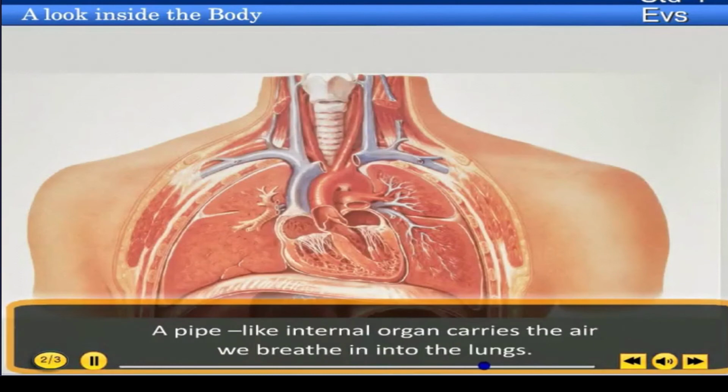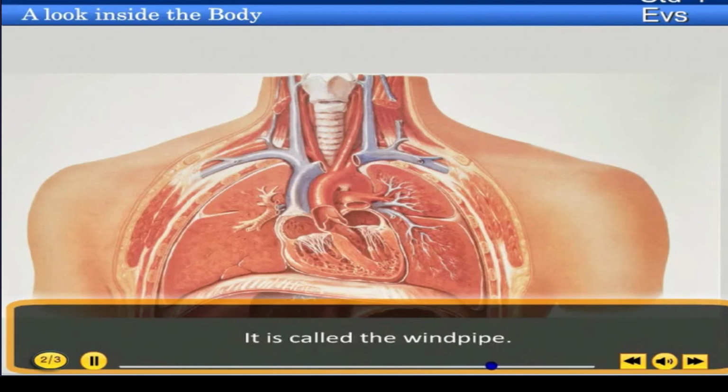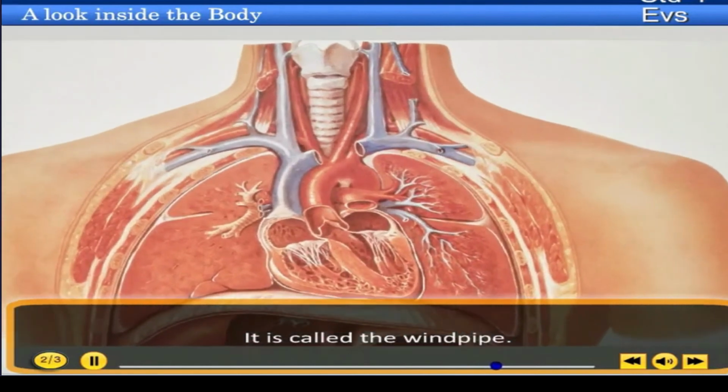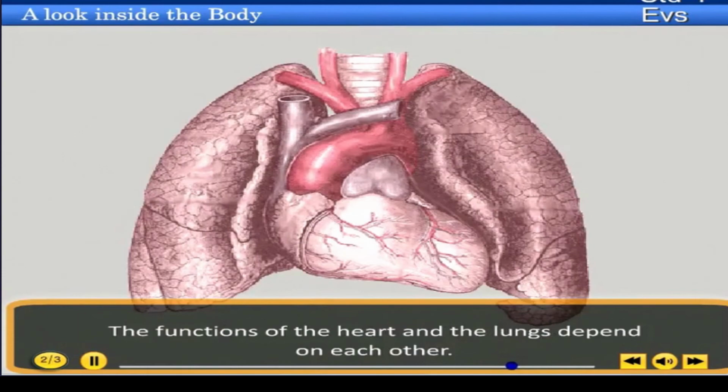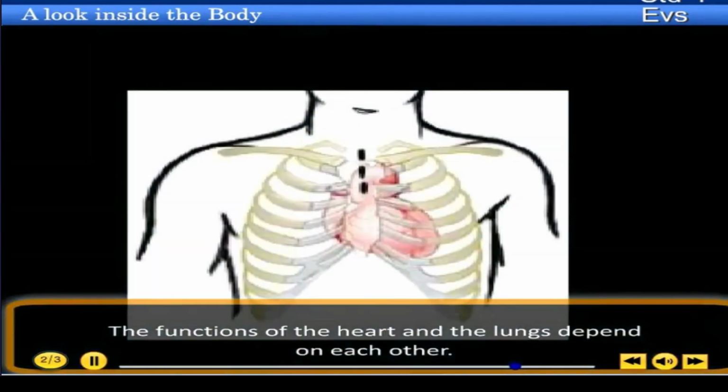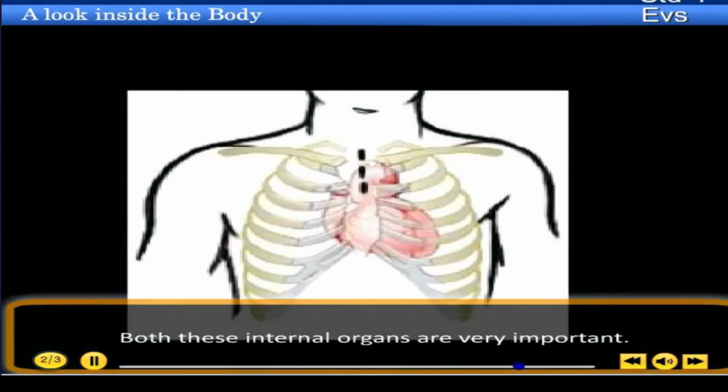A pipe-like internal organ carries the air we breathe into the lungs. It is called the windpipe. The windpipe separates into 2 branches. Each branch is called a bronchus. The functions of the heart and the lungs depend on each other. Both these internal organs are very important. They are situated in the thoracic cavity inside a cage made of bones called the rib cage.